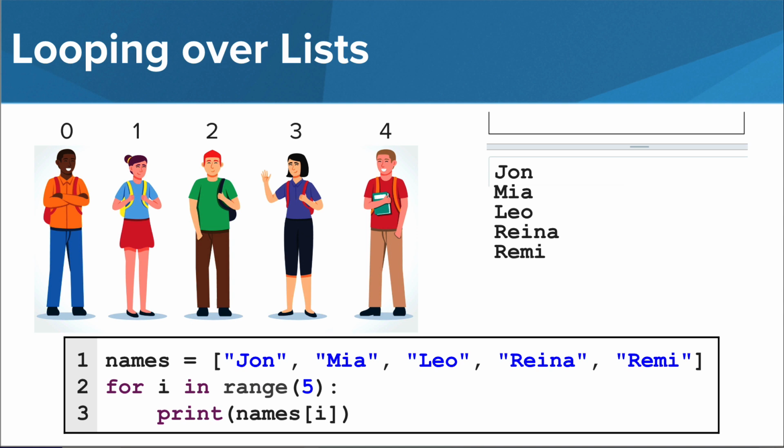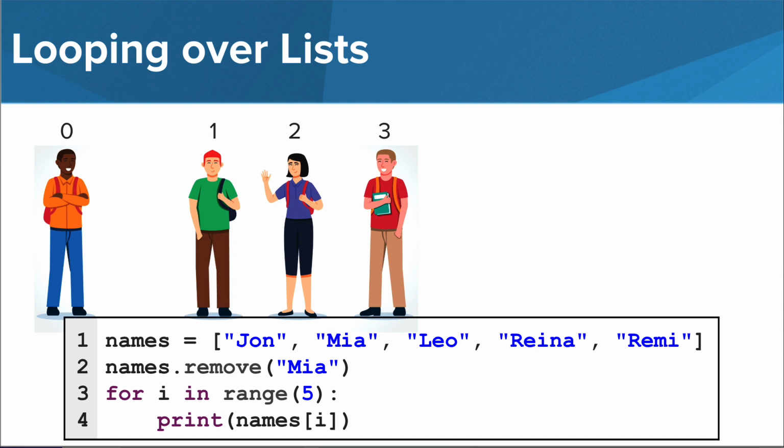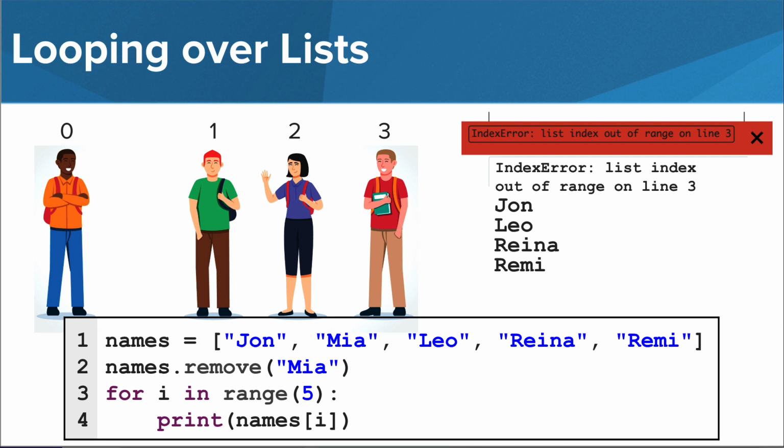This is a great way to access items in a list, but there can be some hiccups in this structure. What would happen if we removed an item from our list before looping over the values? In this case, we are removing Mia from the list and then looping over the items. Well, when we run this, we will get an error because we no longer have 5 items in our list. When we get to the last iteration of the loop, the command is trying to access an item with the index value of 4, which does not exist in our list anymore, so an index error will occur.